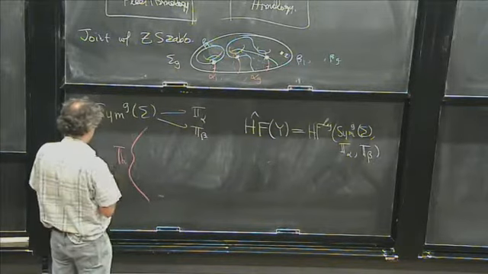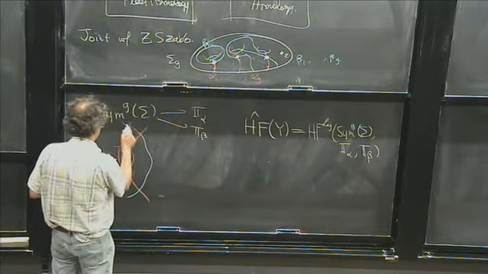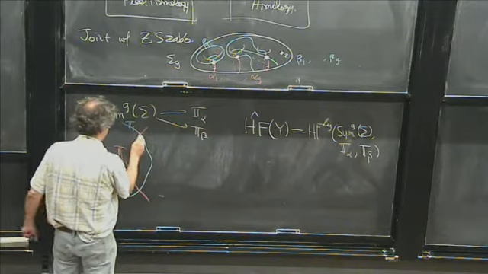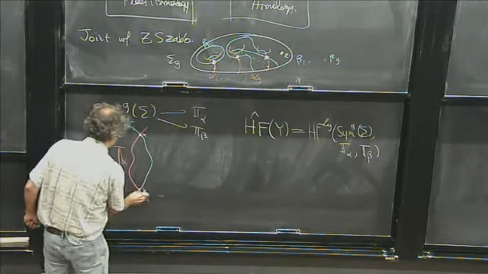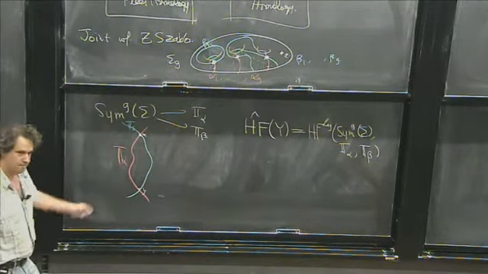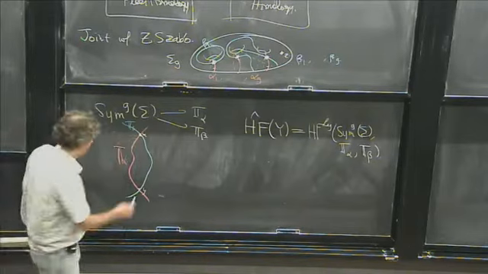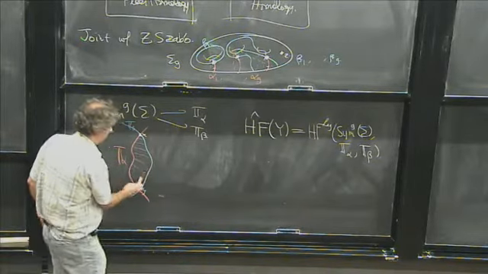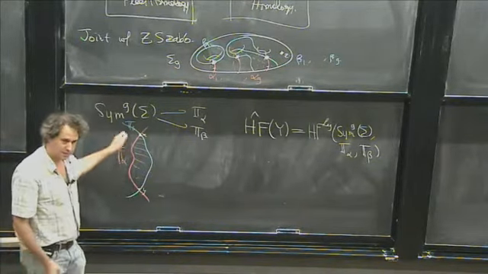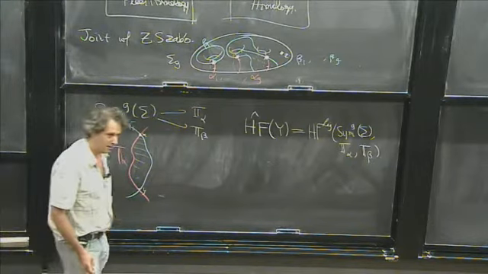If here's T alpha and here's T beta, if I've got a generator X and I've got a generator Y, then the Y coefficient of dX counts all the rigid pseudo-holomorphic disks that interpolate between X and Y with their left arc in alpha and right arc in beta.